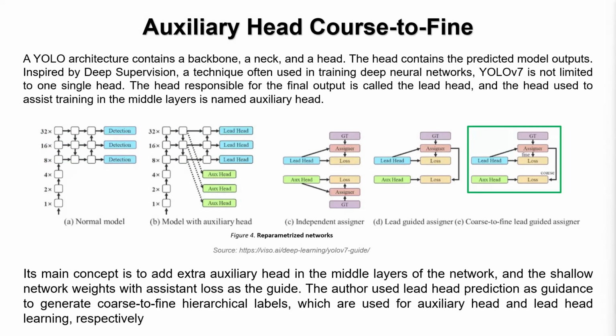The next tactic was auxiliary head coarse-to-fine. Basically, at the output layer, two different heads are used. The head responsible for the final output is called the lead head, and the head used to assist the training in the middle layers is named the auxiliary head. The main concept is to add an extra auxiliary head in the middle layers of the network and train the shallow network weights with the assistant loss as guide. The author used the lead head prediction as guidance to generate coarse-to-fine hierarchy levels, which are used for auxiliary head and lead head learning respectively.